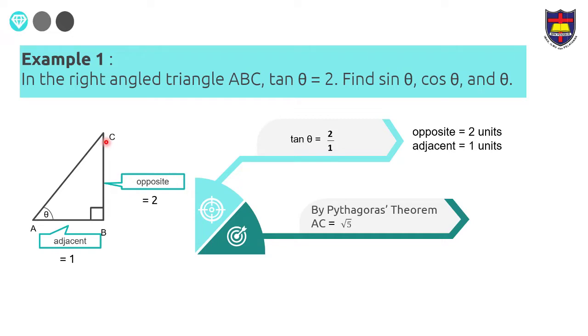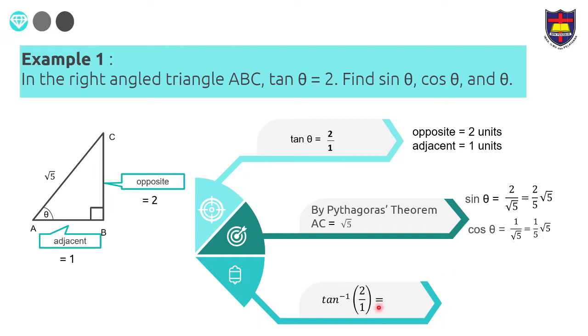Using Pythagoras, we have the hypotenuse equals square root of 5. Then sine theta, which is the ratio of opposite over hypotenuse, will be 2 over square root of 5. And the value of cos will be adjacent over hypotenuse, so it is 1 over square root of 5. Both of them can be rationalized like this.